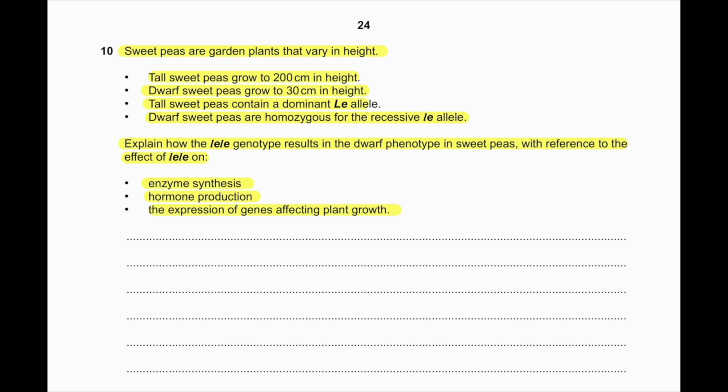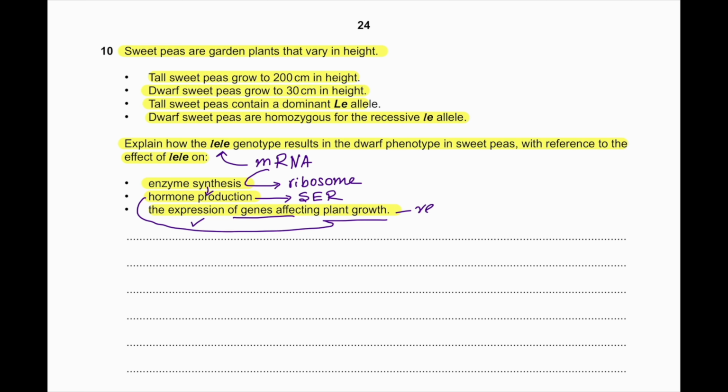So, the small le genotype codes for the mRNA, which then is decoded by the ribosome for the enzyme synthesis. And then the enzyme is converted to hormone by the action of smooth endoplasmic reticulum. And once the gene is expressed, the hormone is produced. The hormone brings about the plant growth response.